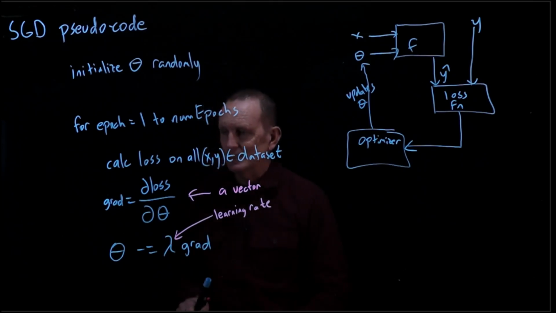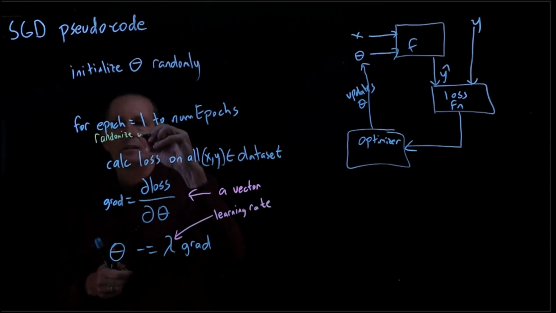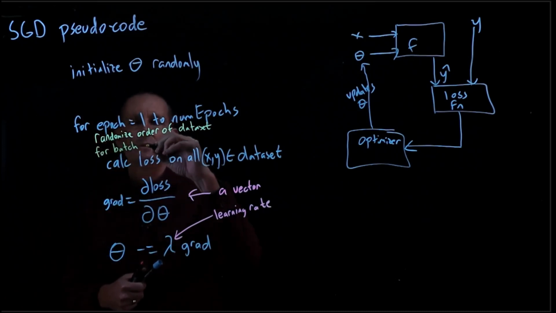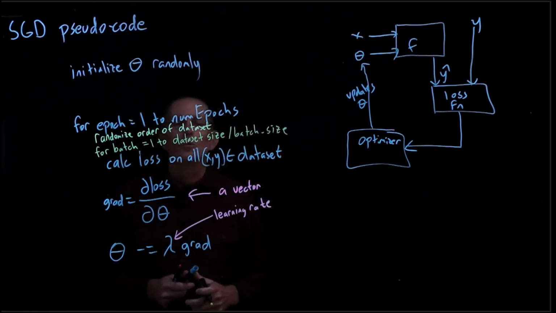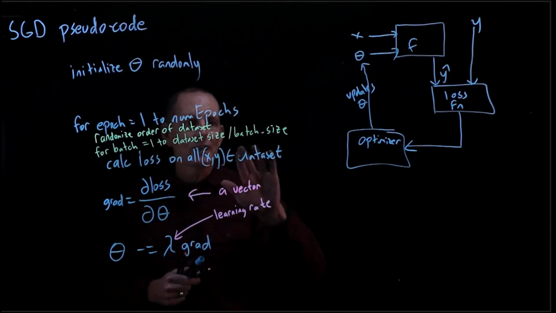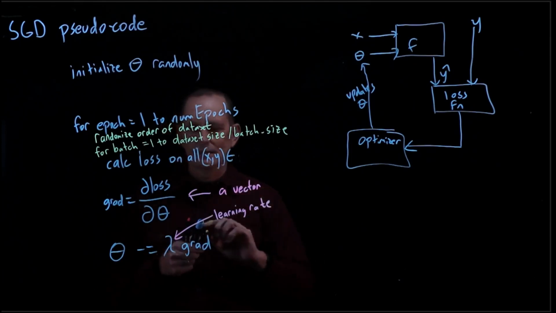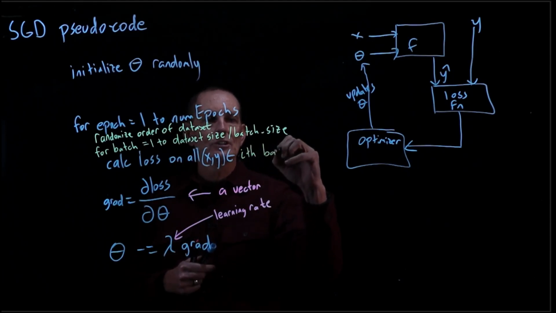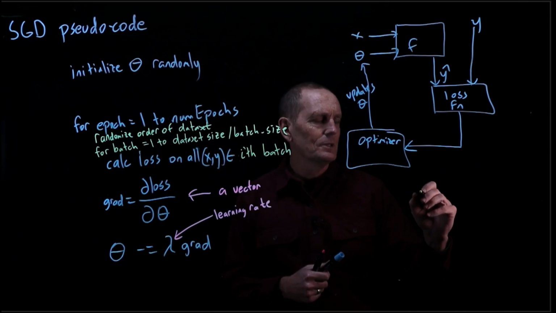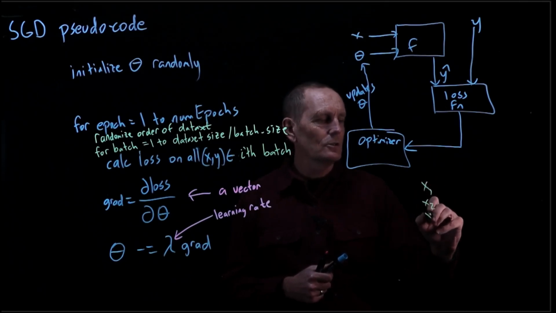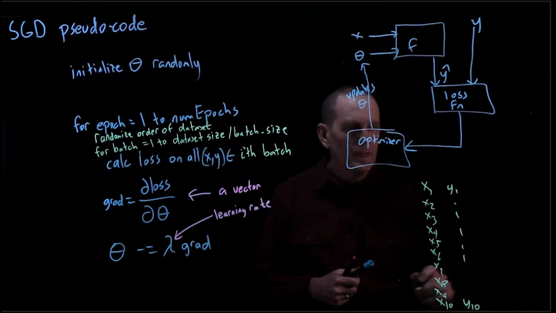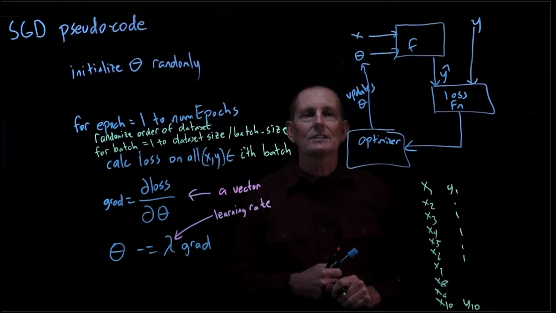First, we're going to randomize the order of the data set. Then we're going to go through the for loop, going from 1 to the data set size divided by the batch size. And then we're going to calculate the loss on all x, y in the ith batch. So what do I mean by that? Well, let's say we've got 10 elements, x1, x2, x3, along with the associated y's. Our data set size is 10, and let's say we've got a batch size of 2.